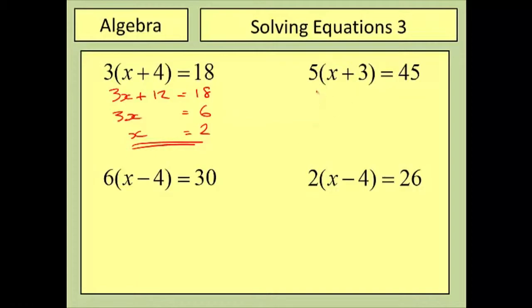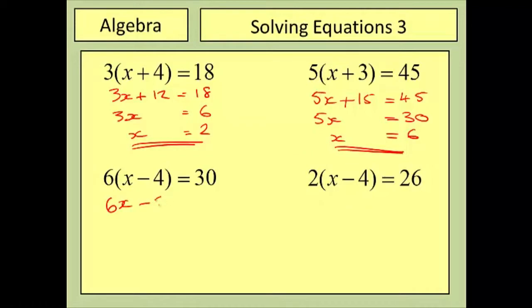In this second example, 5 times x is 5x, 5 times 3 is 15, and that's equal to 45. I'm going to subtract the 15 from both sides, giving me 30, and then divide both sides by 5, giving me x equals 6. In this example, I'm going to expand my bracket, giving me 6x, take away, be careful, 24 equals 30. My next step is to add 24 to both sides, giving me 6x equals 54. And then finally divide both sides by 6, giving me x equals 9.